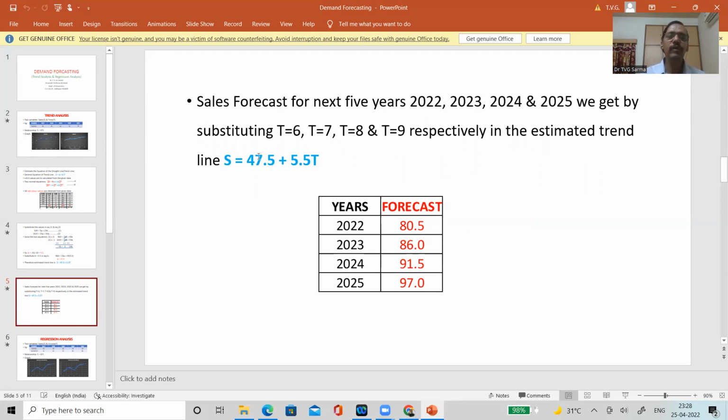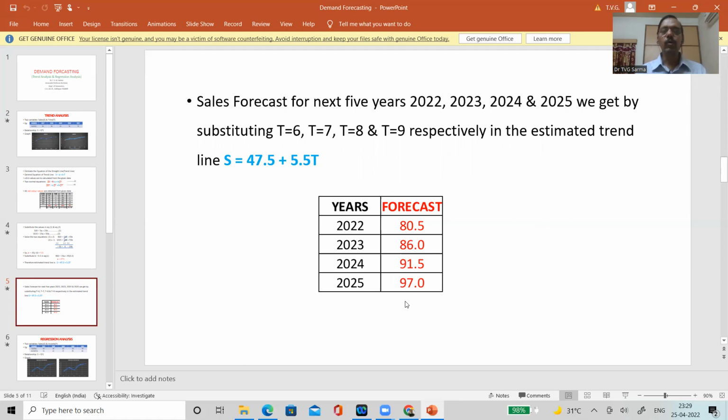So the values of A and B are obtained from the given data, and from this given data, we are trying to forecast the value for the next 4 years, 1, 2, 3, 4. Now, this is how in trend analysis, we try to estimate the trend line as well as forecast the sales for the coming 4 years, or it can be done for coming 5 years, 6 years, and so on also.